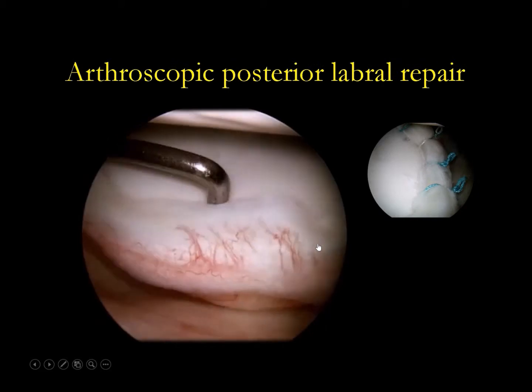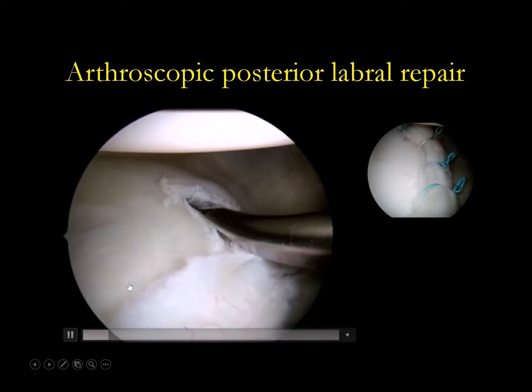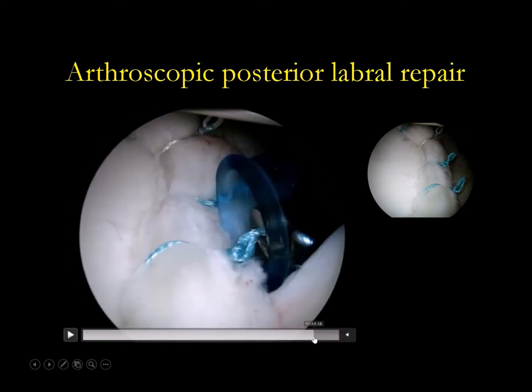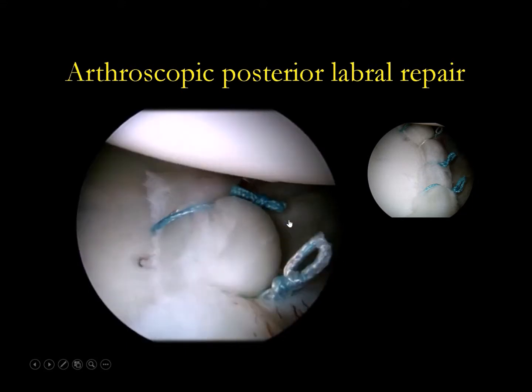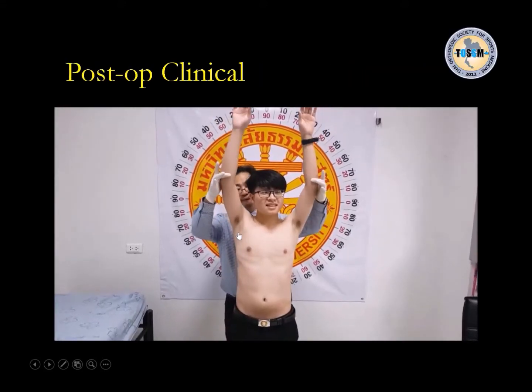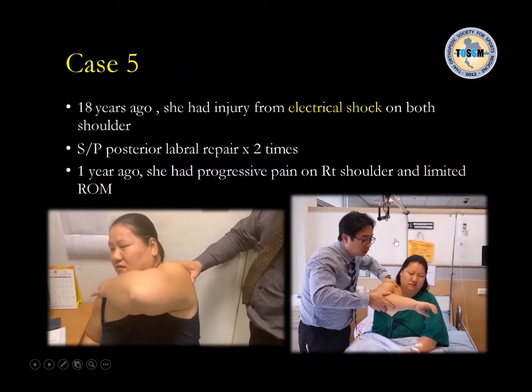So when we get in, we found that he has a labral tear extending to the SLAP. So we detach the labrum and finally we fix the labrum back and also repair the SLAP. He's happy and can go back to play again. This is very important.